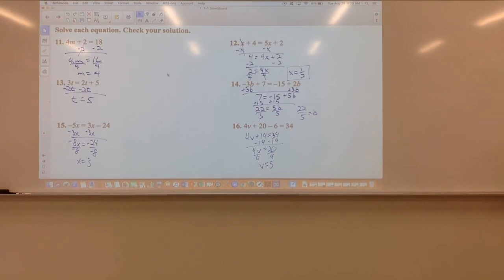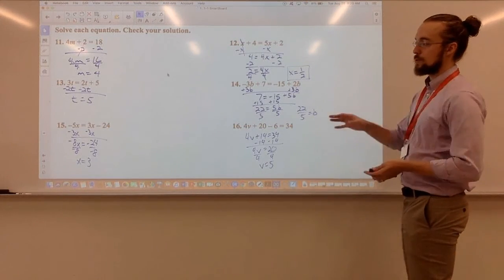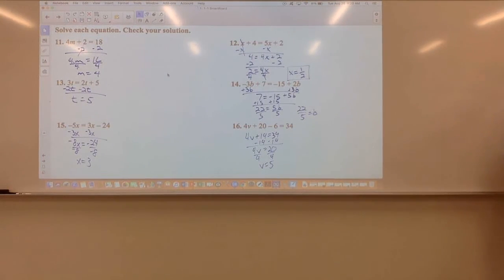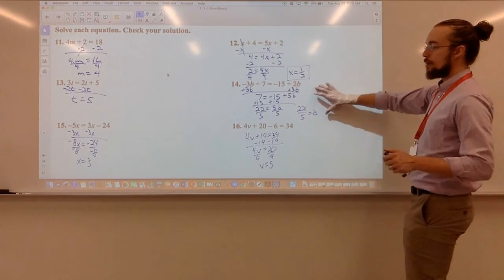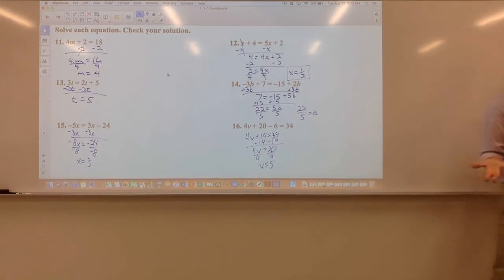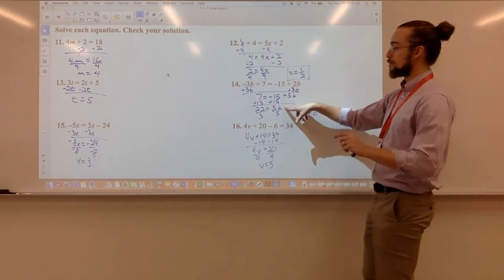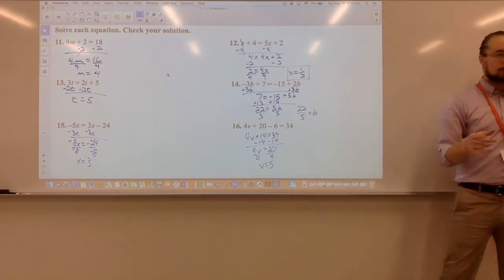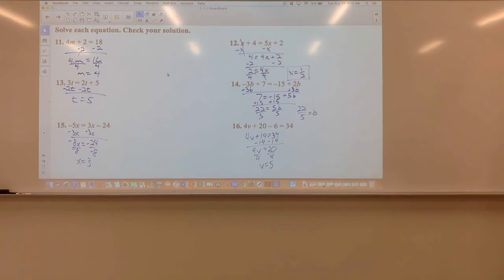Alright, so I believe these should be our answers for 14, 15, and 16. Okay, 22 fifths for 14, 3 for 15, and 5 for 16. Okay? On number 14, a lot of people thought they had messed up when they got to 22 equals 5b. You can recognize that 5 isn't going to go into 22 evenly.